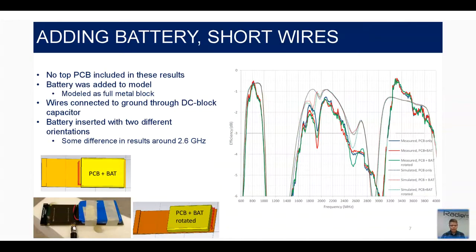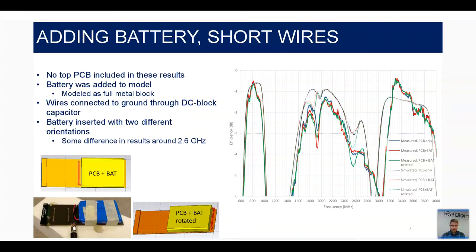Then we forget that top PCB and we add a battery and a wire. So we have 2 cases here. The battery is modeled in simulation just with a metal block, and it has short wires. On the left picture, the wires are connected to the main PCB about in the middle of the PCB. But then there's another case where the battery is rotated, so the wires are now on the end of the PCB.